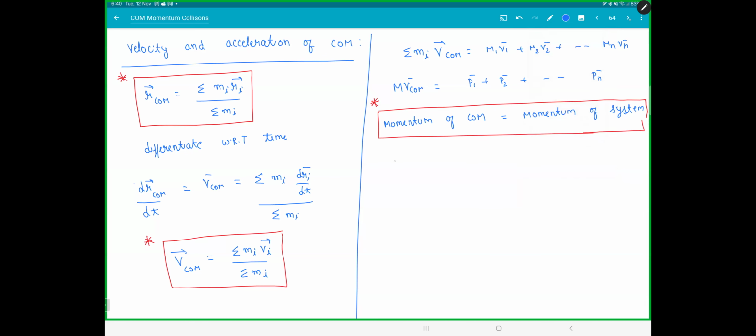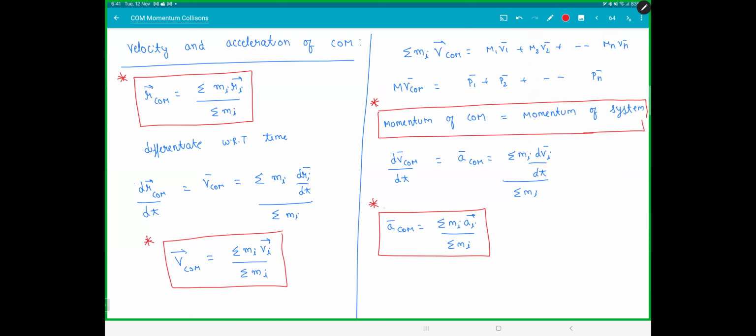Now, if I differentiate this again, dVCOM by dt becomes the acceleration of center of mass, which is sigma mi dvi by dt by sigma mi. So we get acceleration of center of mass is sigma mi ai by sigma mi. If you see the formulas for velocity and acceleration, they are similar to position: M1 R1 M2 R2 for position, M1 V1 M2 V2 for velocity, M1 A1 M2 A2 for acceleration, and so on.